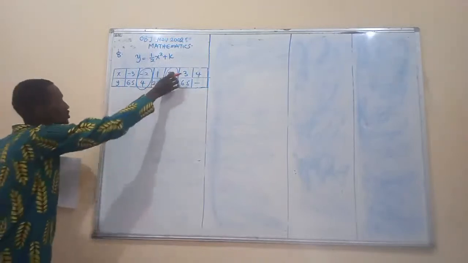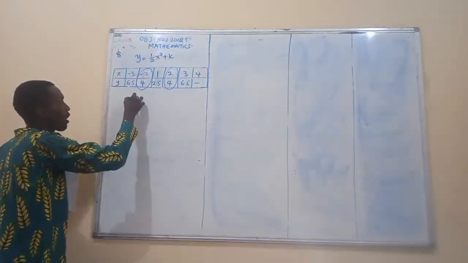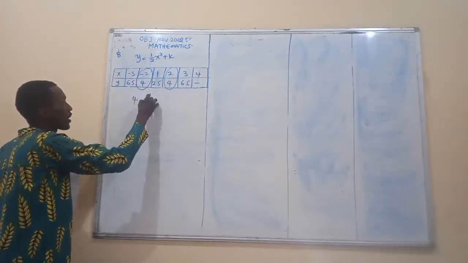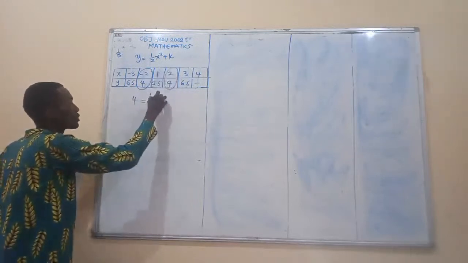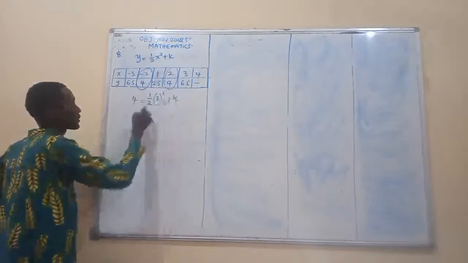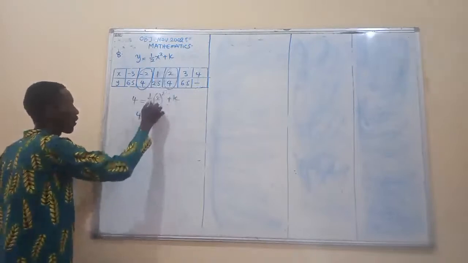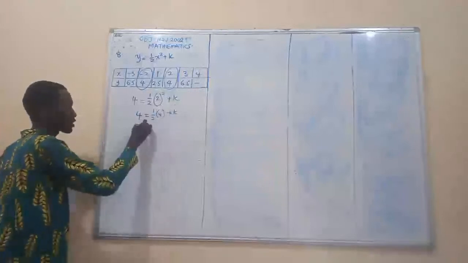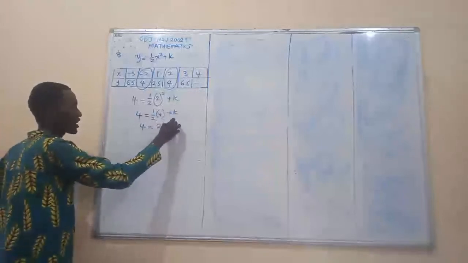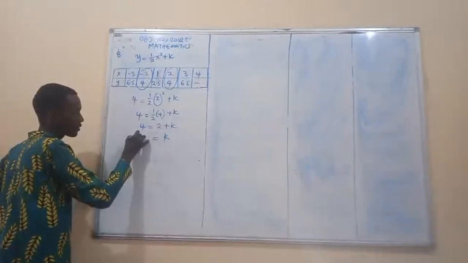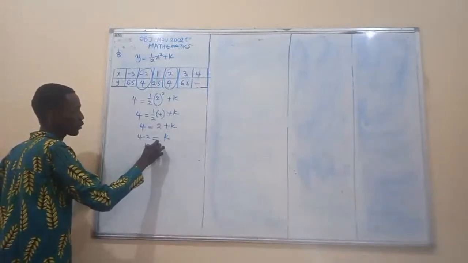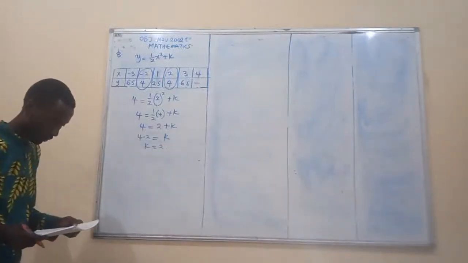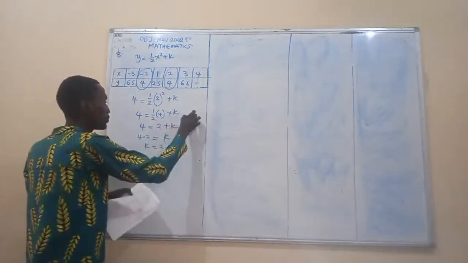So I'll use this. So this will be y, which is 4, equal to 1/2x, which is what? 2 squared plus k. So this will be 4 equal to, this is 4 plus k. This will be 4 equal to 2 plus k. And k will be what? 4 minus 2, and k will be equal to 2. So in that question, k will be equal to 2, and that will be C.